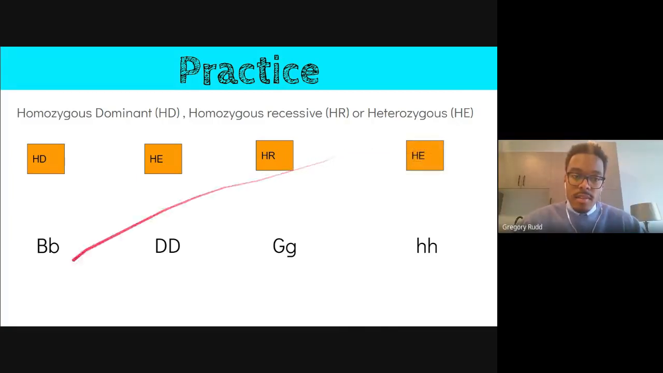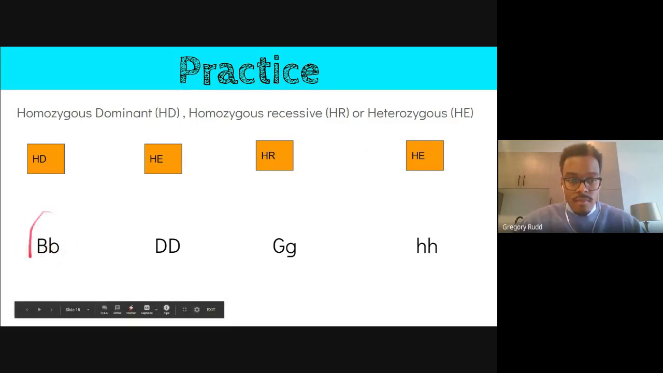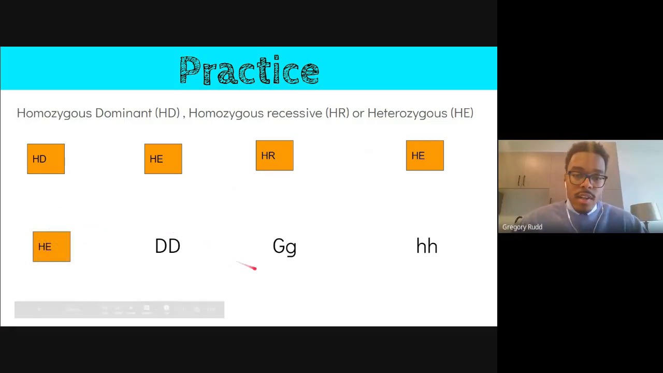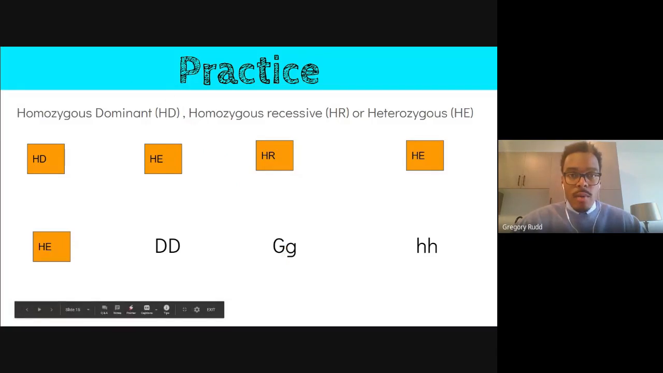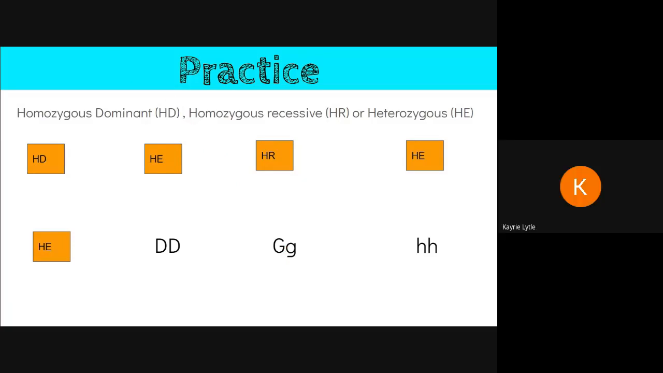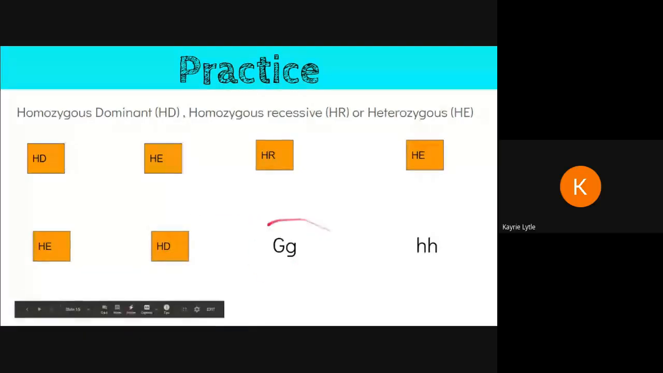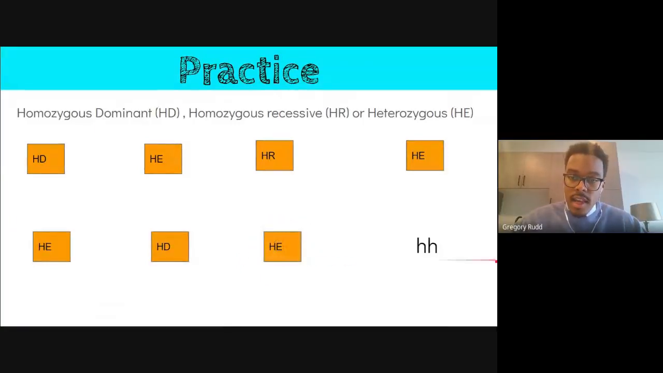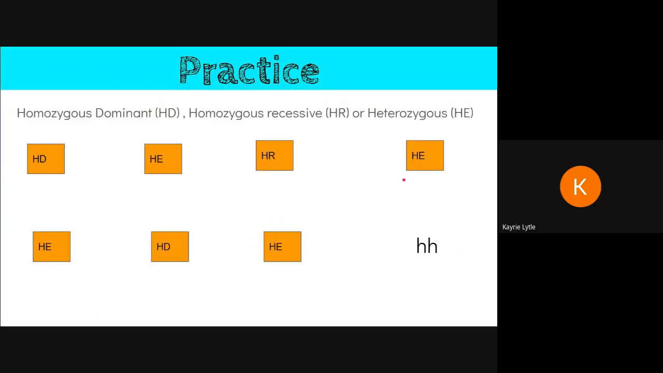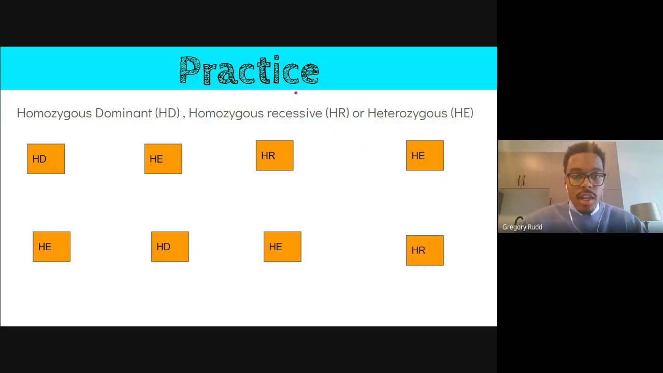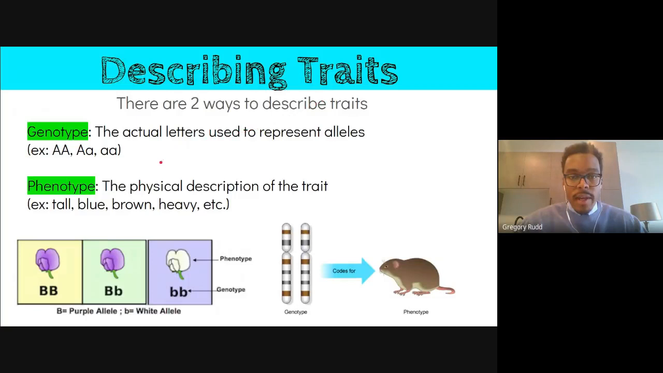Good. What about down here? Hetero? That's also hetero. Yeah, because they're different. See, one of each, they're different, so that means it's got to be hetero. What about that next one? Homozygous dominant. Homozygous dominant, good. I've got two capital letters. What about this one? Heterozygous. Heterozygous, excellent. And then our last one? Homozygous recessive. Homozygous recessive, excellent. Two lowercase letters, good. All right, so we're going to continue to practice with this, and you all will have more practice for your asynchronous assignment, but let's keep going.